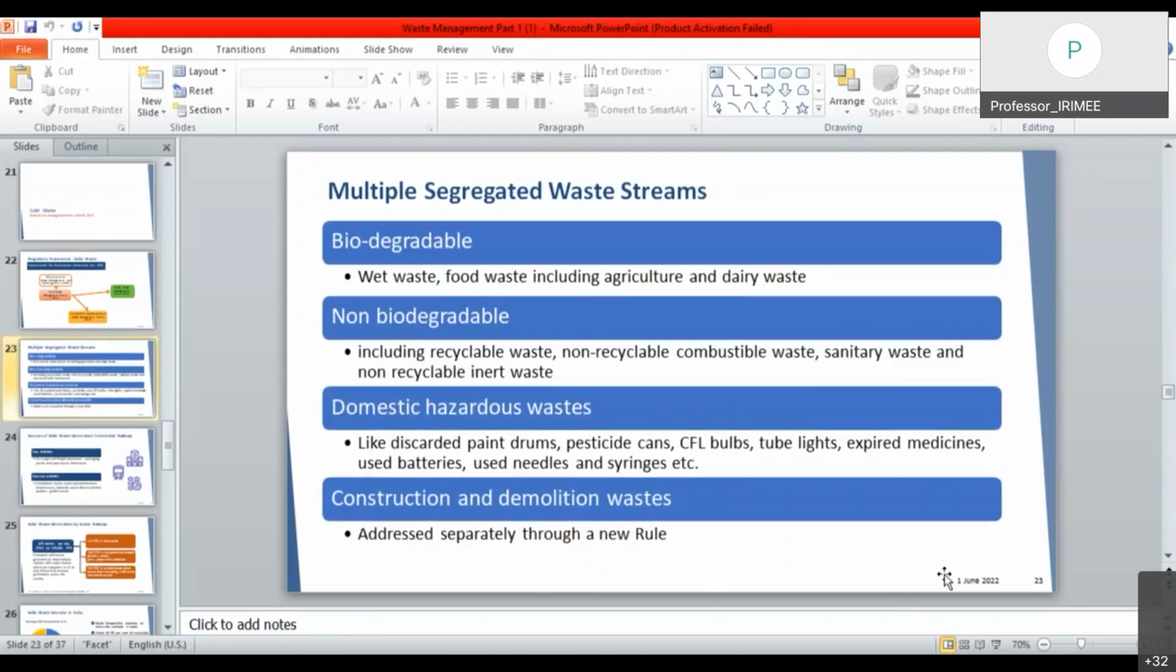Solid waste can be subdivided under the categories of biodegradable, non-biodegradable, domestic hazardous and construction and demolition. Construction and demolition waste is not addressed under the solid waste management rules. These are addressed separately.